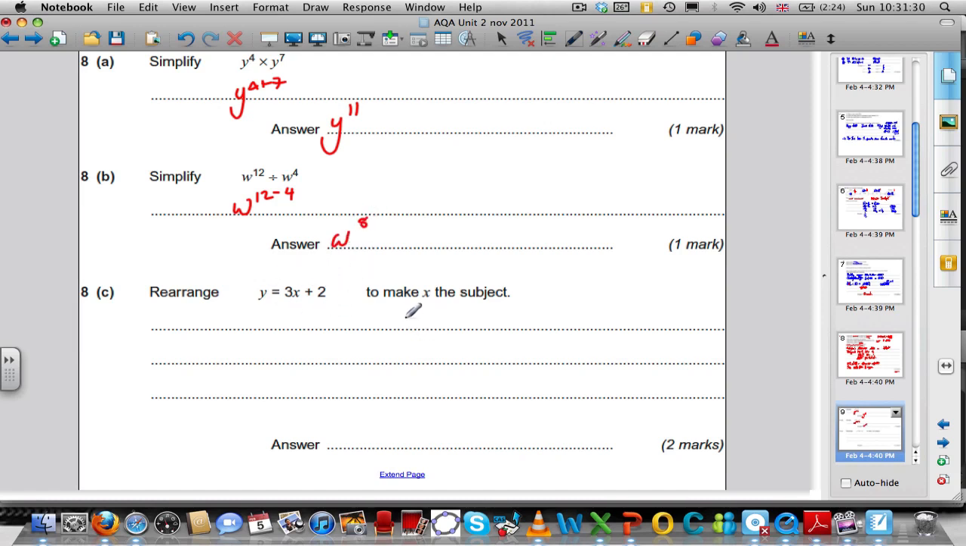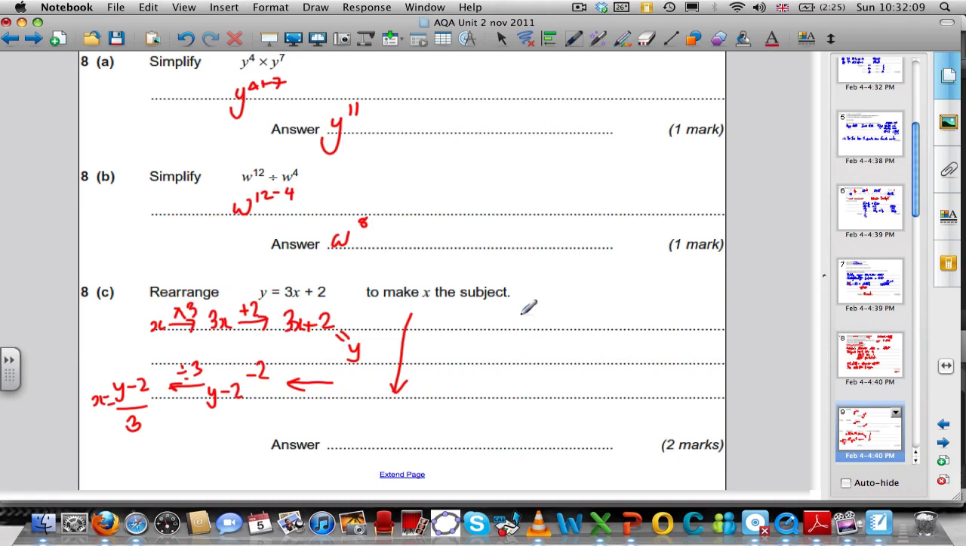Rearrange to make x the subject of the formula. 2 ways I'll show you here. The first way, what happened to x originally? You took an x, you multiplied it by 3 to get 3x, and you added 2 to get 3x plus 2, and that was equal to y. So going backwards, what do you need to do to your y to get your x back? Well, you need to subtract 2, so you would get y minus 2, and then you need to divide by 3, so you would get y minus 2 over 3. x is equal to that.